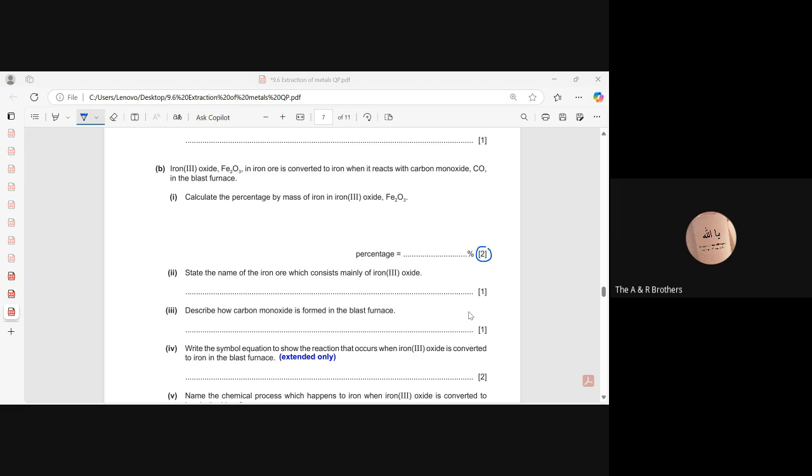Okay, ma'am. Then the next question says, state the name of the iron ore which consists mainly of iron 3 oxide. Same question. The next one says, describe how carbon monoxide is formed in the blast furnace. Again, a repetitive question. By reduction of carbon dioxide. All right, yes. Write the state symbol equation. A symbol equation is required, not a word equation, to show the reaction that occurs when iron 3 oxide is converted into iron in the blast furnace.